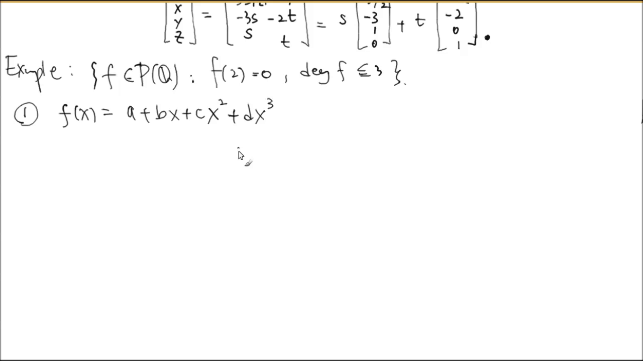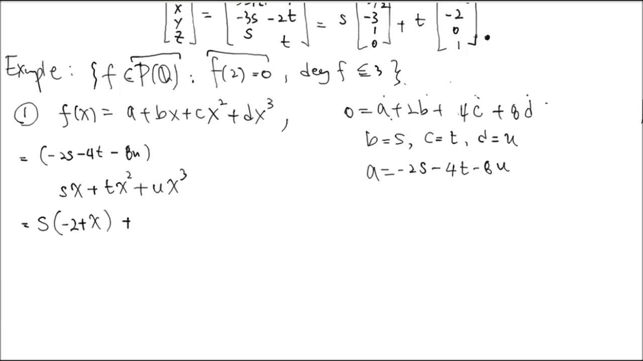So how about the condition f of 2 equals 0? You plug in 2 in there, so this can be 0: a plus 2b plus 4c plus 8d, right? Those free a, b, c now have a constraint, which is this one, right? Yes. Any other question? Yeah, that came from there.